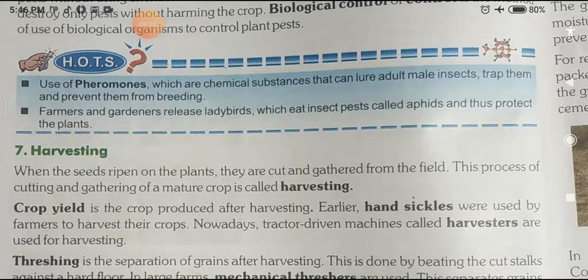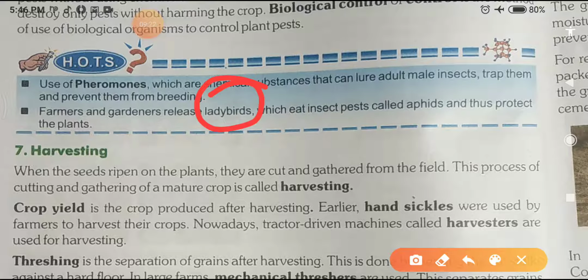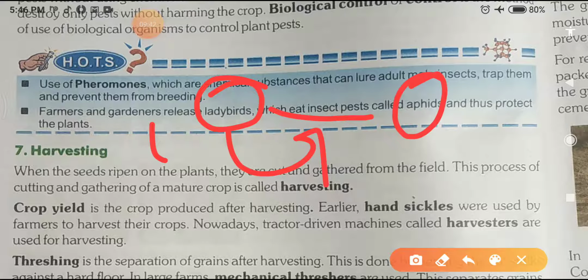Next one is farmers and gardeners release ladybirds. A ladybird is red in color, though we cannot say one particular color here. Farmers and gardeners release the ladybird in the garden, which eats insect pests called aphids and thus protects the plants. So students, these are all natural things. With the help of these we can protect our crop plants.